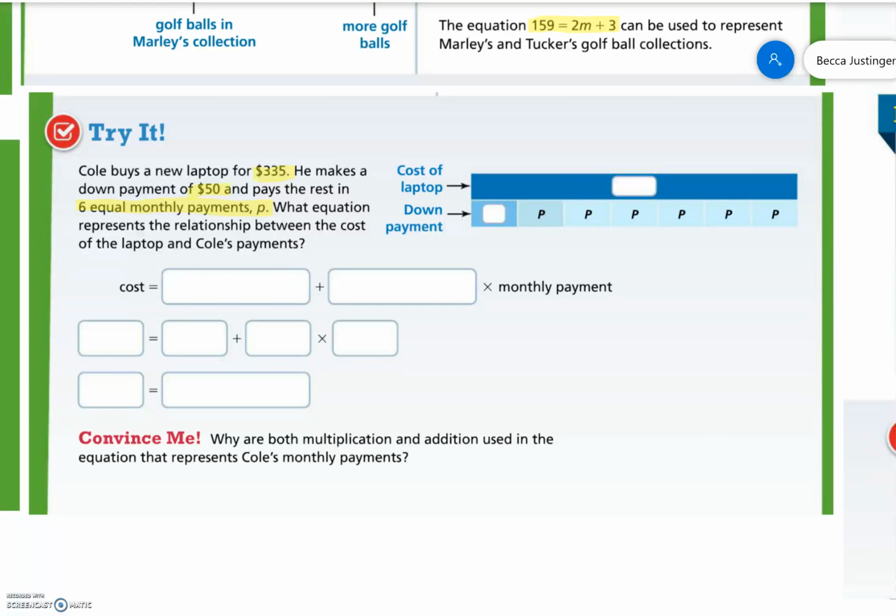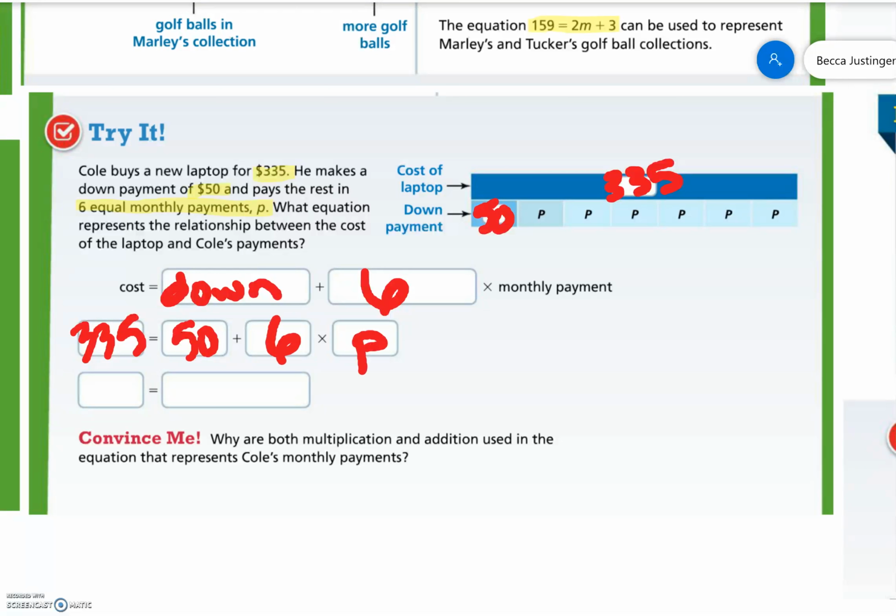Well, let's do the bar diagram first. How much was the cost of the laptop? $335. And how much was his down payment? $50. And we can see the 6 P's, and they're all the same size because there are 6 equal monthly payments. So the cost is equal to the down payment plus 6 times the monthly payment. So the total cost is $335, which equals 50 plus 6 times P. Writing that all together, 335 equals 50 plus 6P.